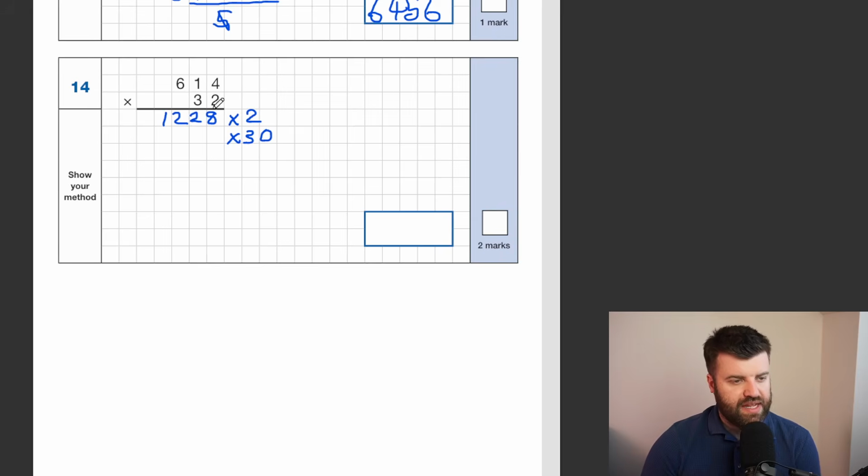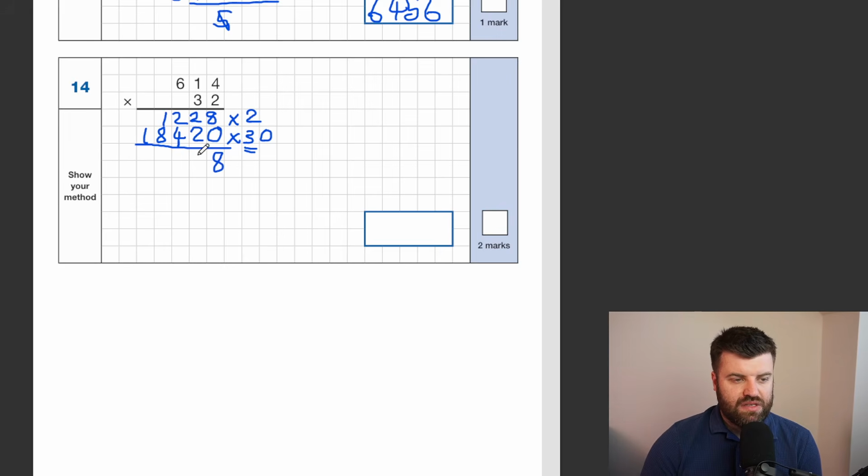Then multiply by 30. I must put the placeholder in, and now I can just multiply by 3. 3 multiplied by 4 is 12. 3 multiplied by 1 is 3. Add the 1 is 4. And then 3 multiplied by 6 is 18. Then the last thing we do, once we have 30 lots of the number and 2 lots of the number, we're going to add them together.